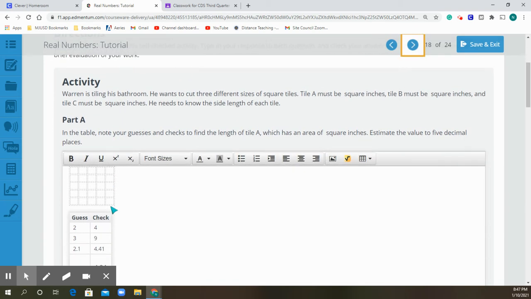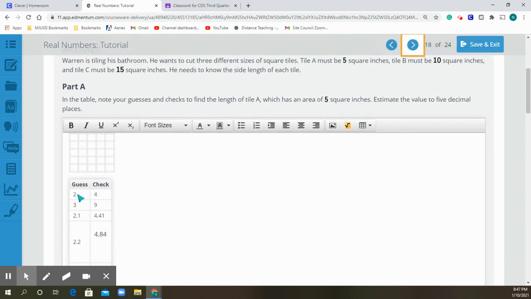So in the first part of the activity, we're going to guess and check. I can guess that 2 squared is 4, right? Because 2 times 2 is 4. But I need 5 square inches. If I put 3 in the guess, then 9 comes out because 3 times 3 is 9. And so the first one needs to be 5 square inches. So I've got to do more than 2 but less than 3.